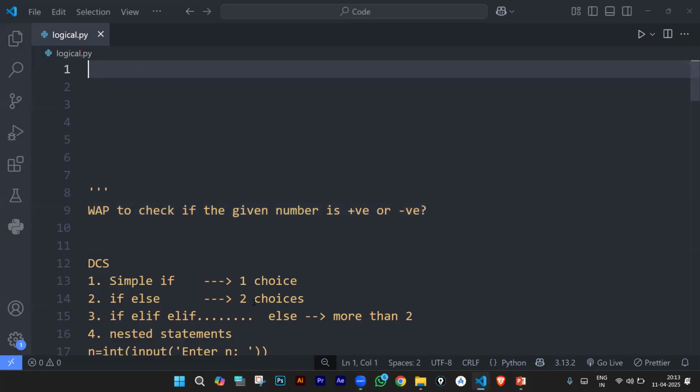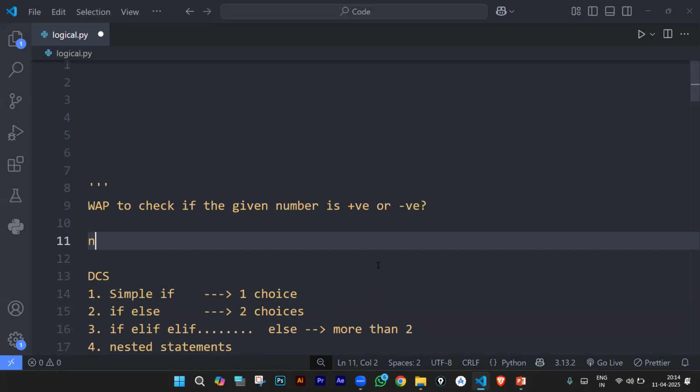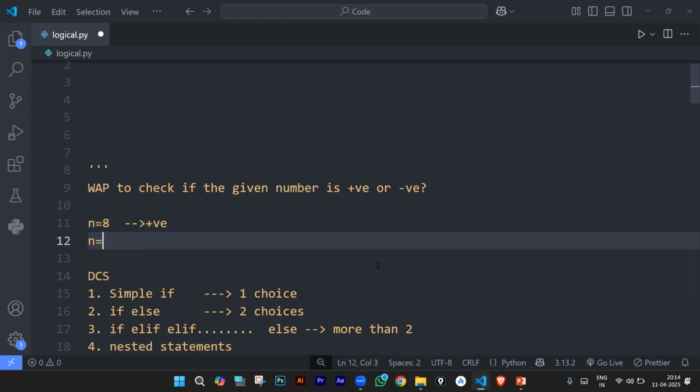Let's see. So sir, what is this? I don't even know the sample input and output. It's very easy. You can simply imagine it. Let us say I have given you n is equal to 8. What do you think it is? Is it positive or negative? Simple. It's a positive number. If I give n is equal to minus 5, is it positive or negative? Simple. It is a negative number. So we have a positive number and we have a negative number.